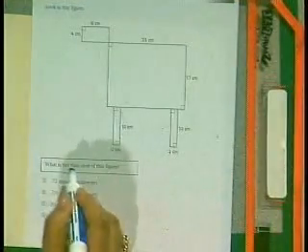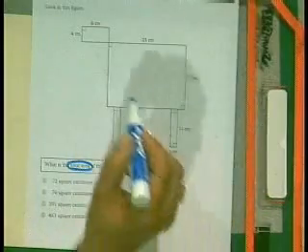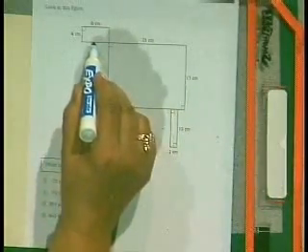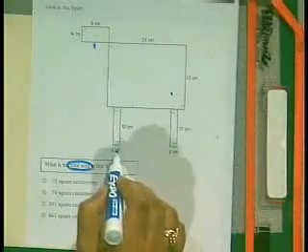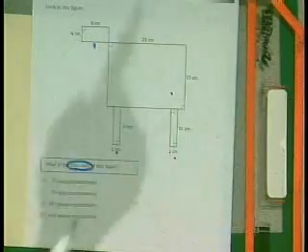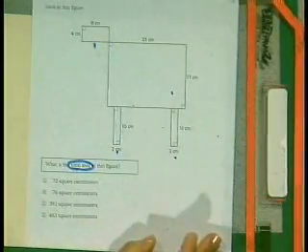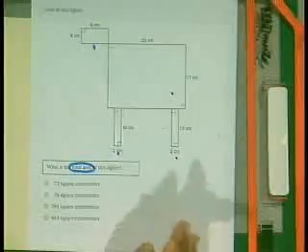And so the question talks about total area. So that means I need to combine the area of this part plus this part plus this part plus this part. So I actually have 1, 2, 3, 4 areas that I need to add together to get the total area for this. All right, so let's get started.